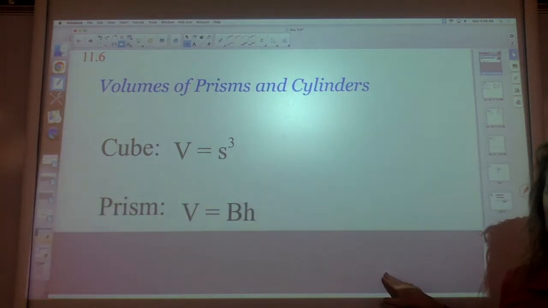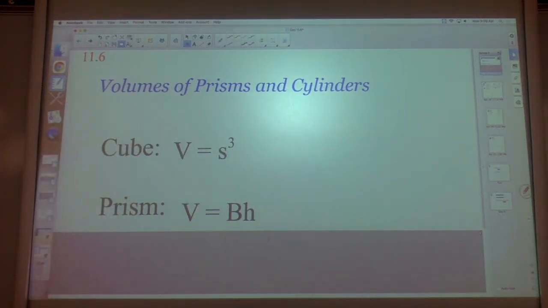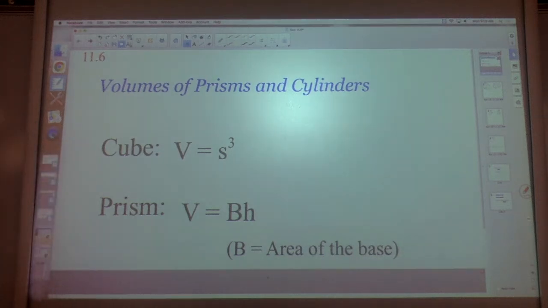Any prism, no matter what, you're going to take capital B times H. Capital B times H, I'm going to get these out. And capital B, yes, you have to write it as a capital B, because capital B stands for the area of the base. The area of the base.